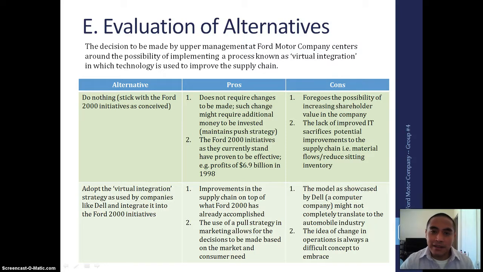But that being said, the definite pro is the virtual integration strategy will improve the supply chain of Ford, and as such, one would expect that these improvements in the supply chain would improve stakeholder value in the company, just because the general public would look at these improvements favorably. So that's about it in terms of the alternatives in place. Next, we're going to discuss what we think they should do and how they plan on implementing it.